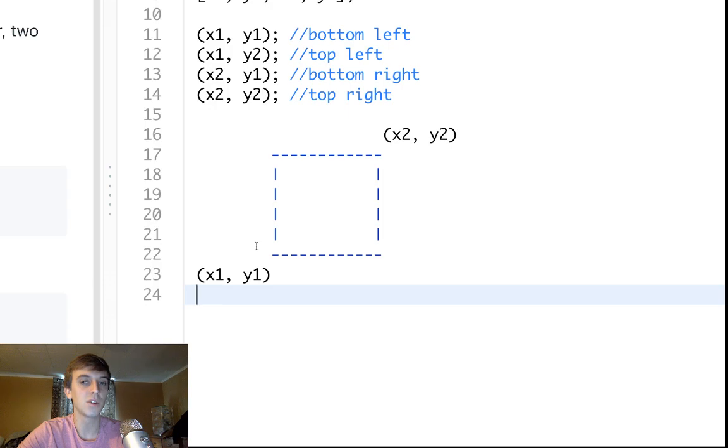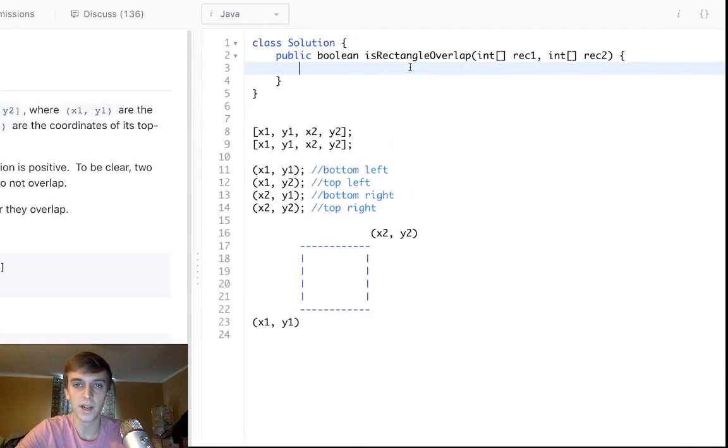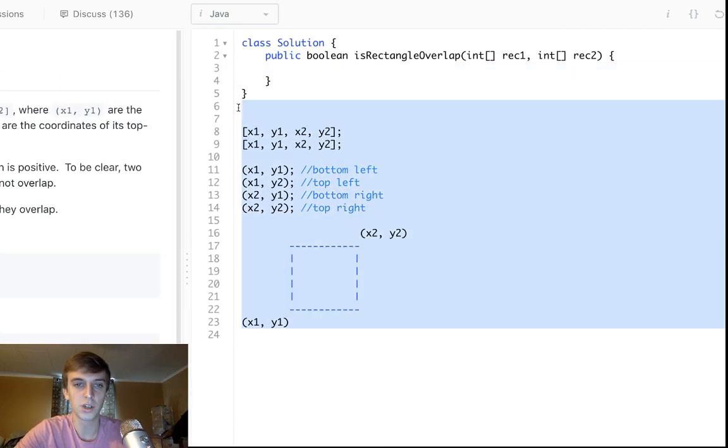The bottom left coordinate of the overlapping rectangle is always less than the top right of this rectangle. So the overlapping rectangle's bottom left, see this, is always less than this. Bottom left, somewhere down in space, less than this. Bottom left over here, less than this. That's the whole idea. So we can just write that out in a long Boolean expression.